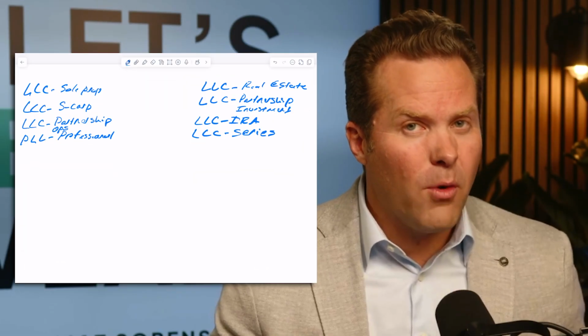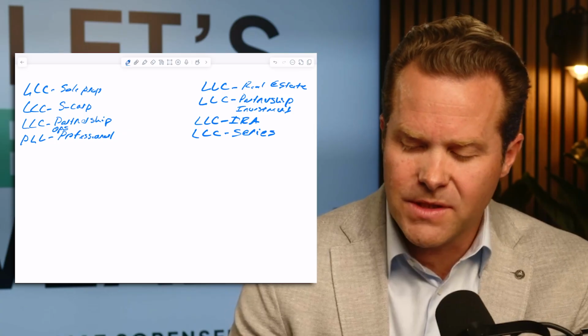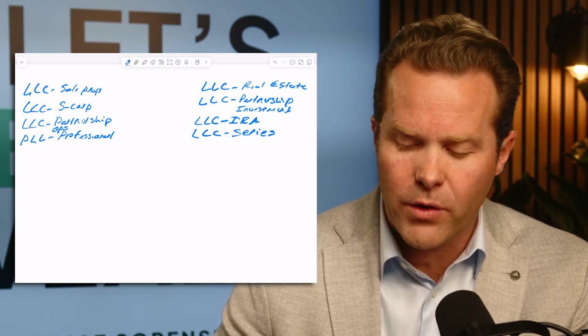All right, now I'm going to whiteboard and outline all the different LLC types. Now I've got them here on the screen so you can see the 8 different types. We're going to walk through them one by one.